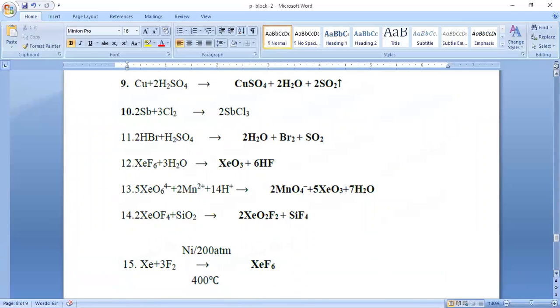Next, equation number 15: xenon reacts with fluorine in the presence of nickel at 200 atmosphere, gives XeF6, that is xenon hexafluoride.